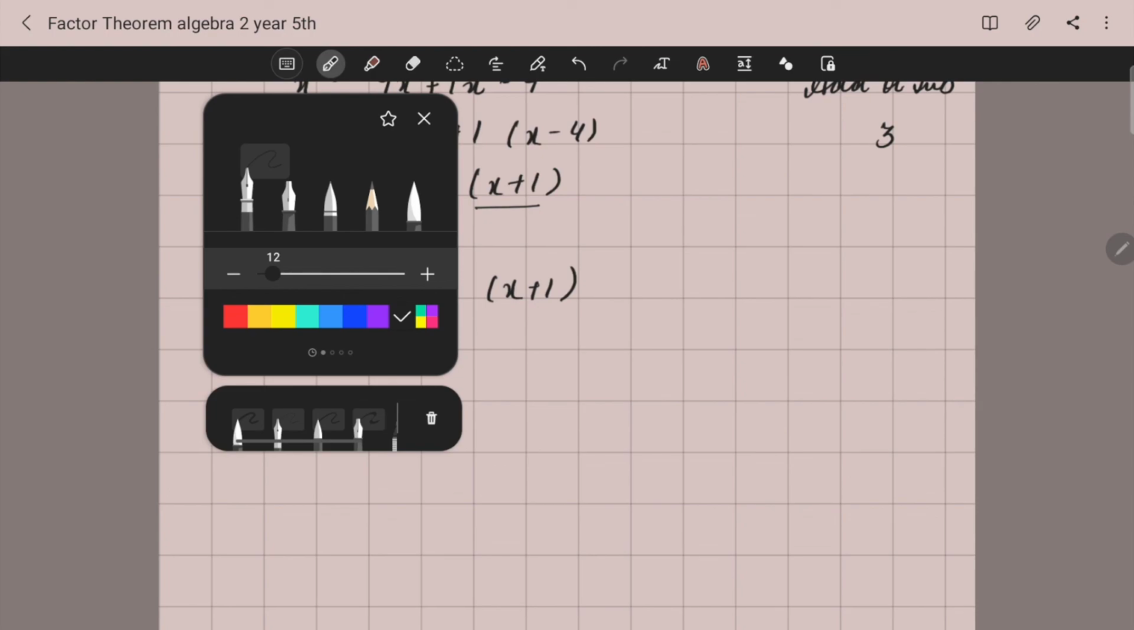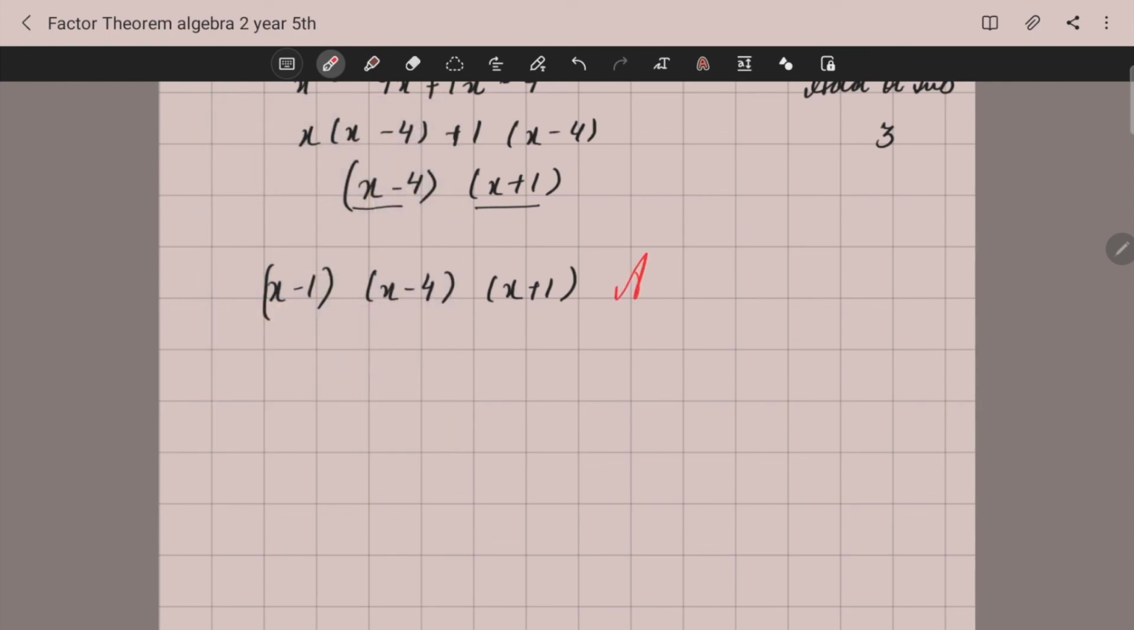This is how to solve using factor theorem.